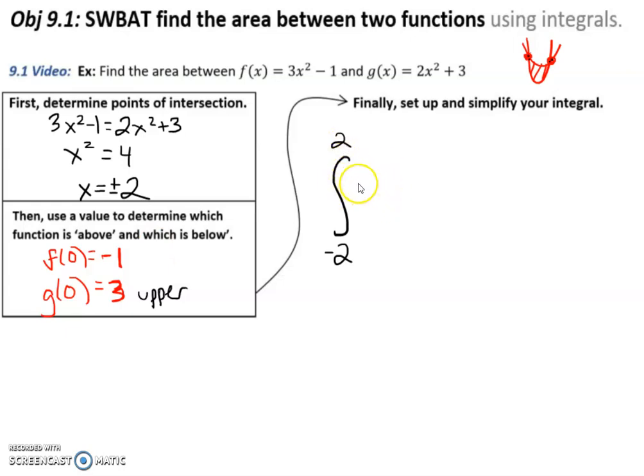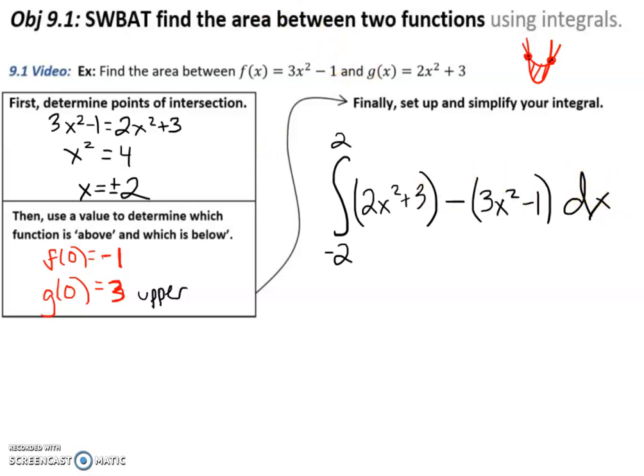I'm going to strongly recommend you always use parentheses here, even if you don't need to, because of that subtract that we're going to use. So my g of x function is 2x squared plus 3, minus my f function, which is 3x squared minus 1, dx. I'm going to simplify this before solving, but at this point we're kind of done with the picture part of it, and now we're just in integration. So we're going to have an integral from -2 to +2. When I combine all this, I'm going to get -x squared and then plus 4 dx.